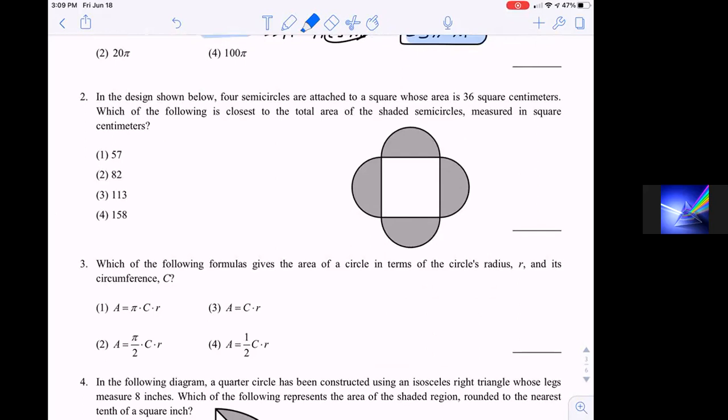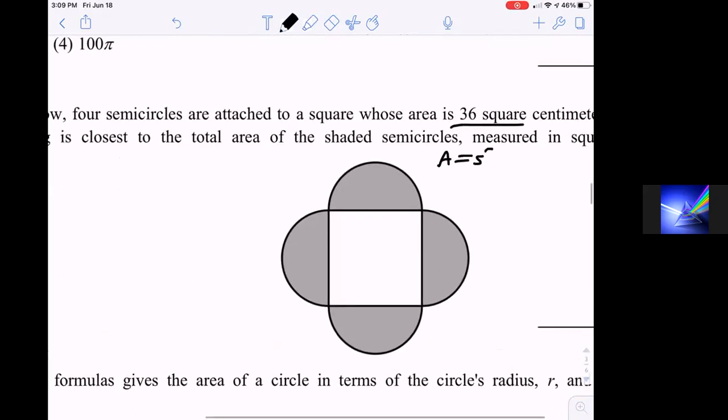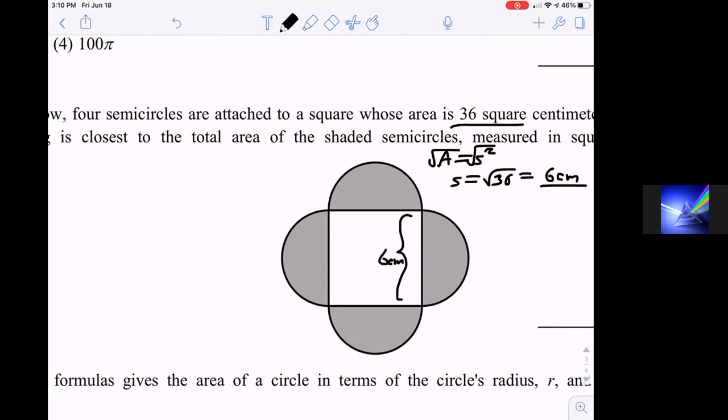Now in number 2, it says the design shown below, 4 semicircles are attached to a square whose area is 36 square centimeters. The area of a square is each side squared. So if I take the square root of both sides, I'll get the length of the side. The side is the square root of the area, or the square root of 36. Each side is 6 centimeters, which means that would be the diameter of a circle. Therefore, the radius would be 3 centimeters. So the radius of each semicircle is 3 centimeters.